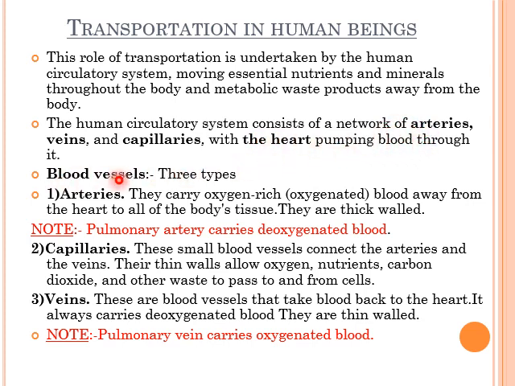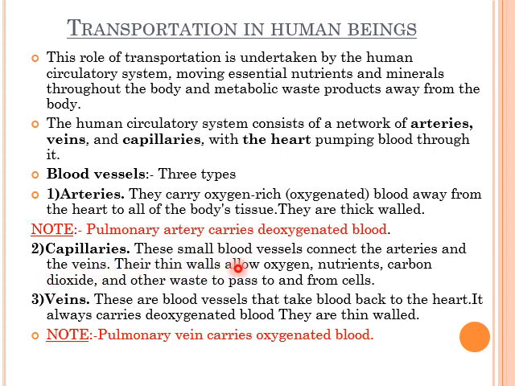Now blood vessels are of three types. Arteries. Arteries always carry oxygenated blood, children, that is oxygen-rich blood, away from the heart to all the body tissues, and they are thick walled. But there is only one artery, that is the pulmonary artery. It carries deoxygenated blood.